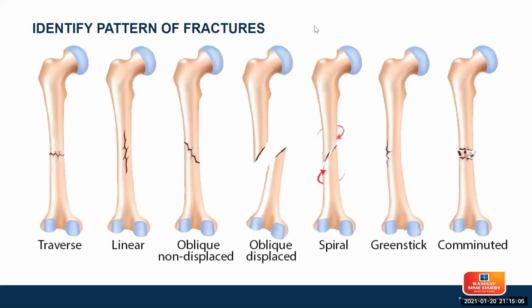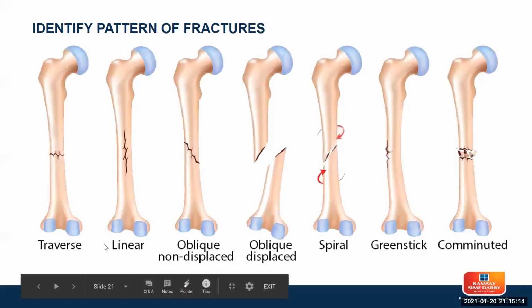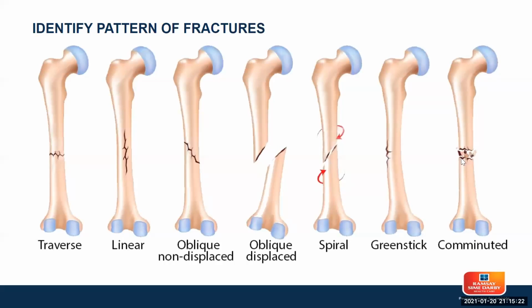There are obviously flat bones as well, like the spine and so on, but we'll just look at the long bone for this. These are the common patterns that you get in a fracture. Transverse, linear, very rare. Oblique, which is displacement. Spiral fracture. Greenstick, which happens only in children. And comminuted fractures.